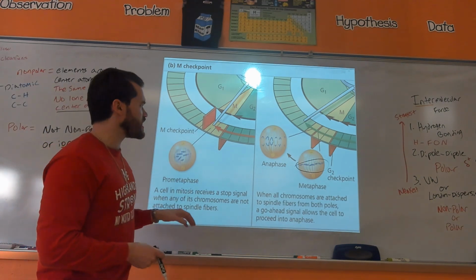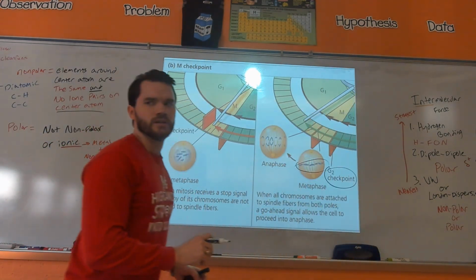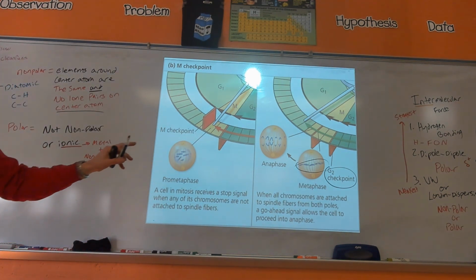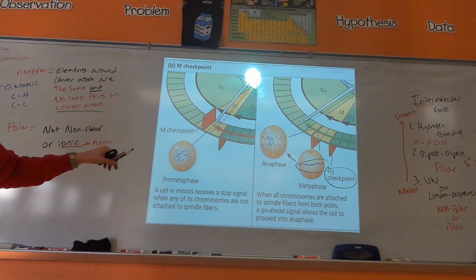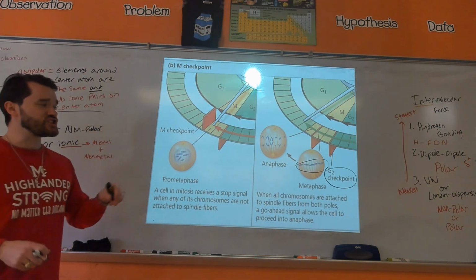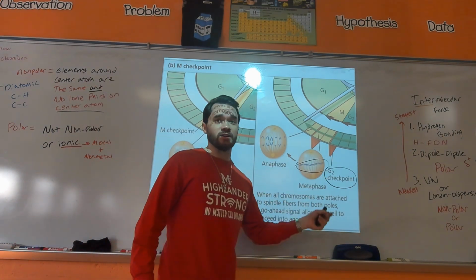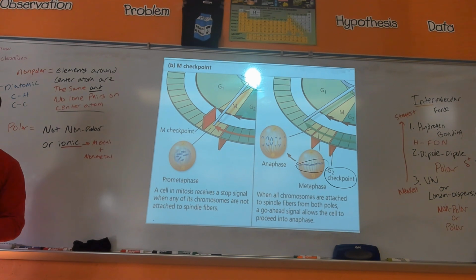The G2 checkpoint. What do you think we do in the G2 checkpoint? They don't really talk about it specifically in this slide. The M checkpoint is checking where all the chromosomes are aligned on the metaphase plate. G2, what would G2 be checking? What came before G2 that you would need to check? Thomas?